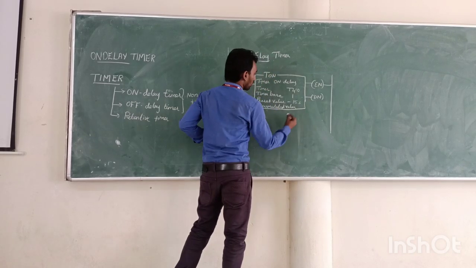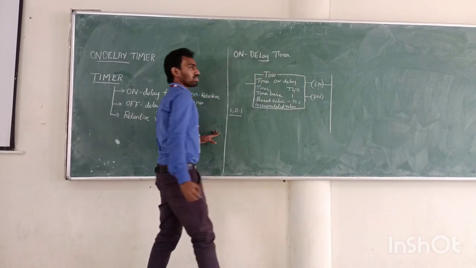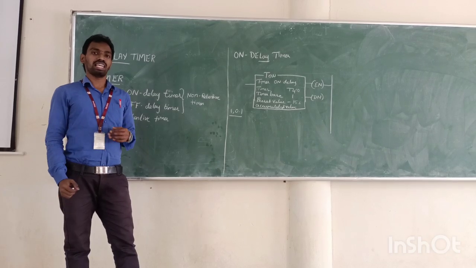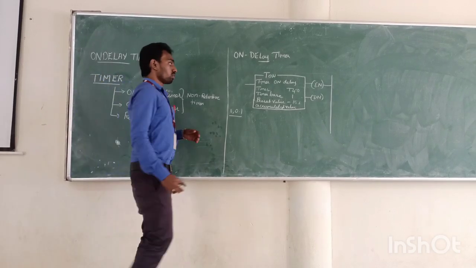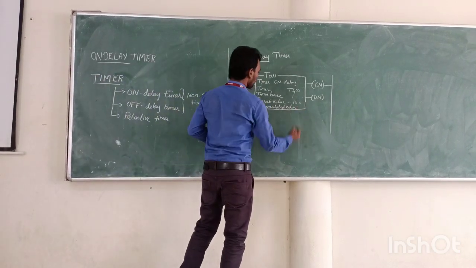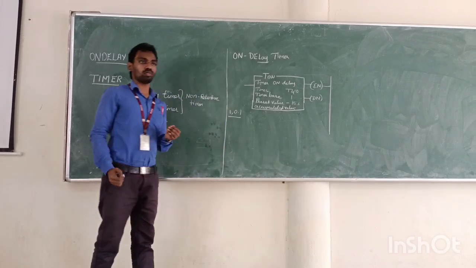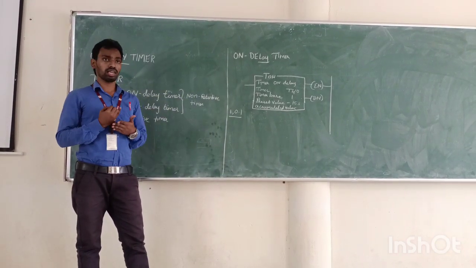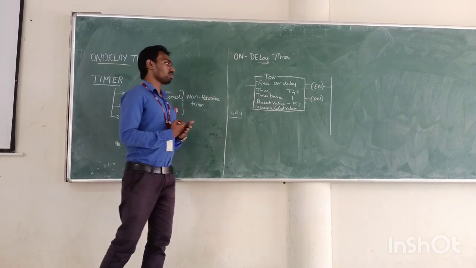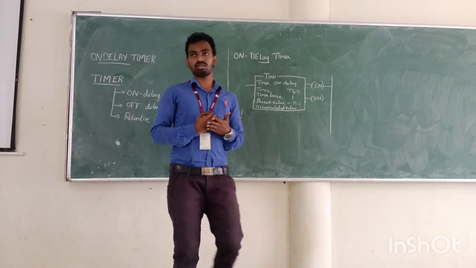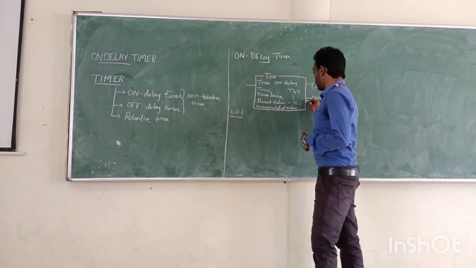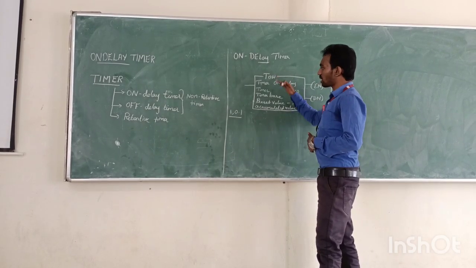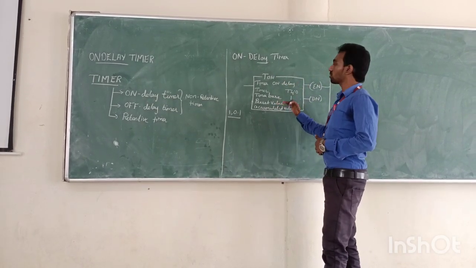So next accumulated value. Accumulated value is nothing but it will increase the value for each and every second. The accumulated value counting will stop when the accumulated value is equal to the preset value. So initially we have to enter accumulated value as 0. So these are the timer instructions.